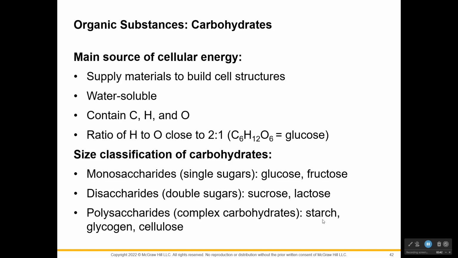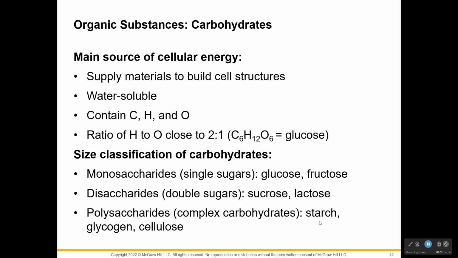Starch is an example. Starch molecules are made of hundreds of glucose molecules. Sucrose is made of 1 glucose and 1 fructose. Lactose is made of 1 glucose and 1 galactose, that other monosaccharide. So 2 monos make a di, and then 50 to 100 make up a poly. So these are huge sugars.